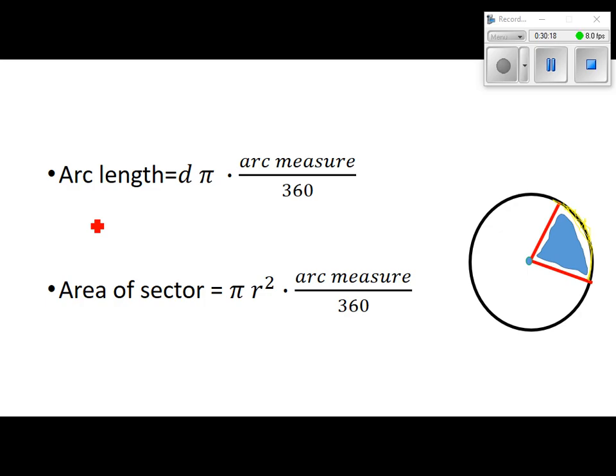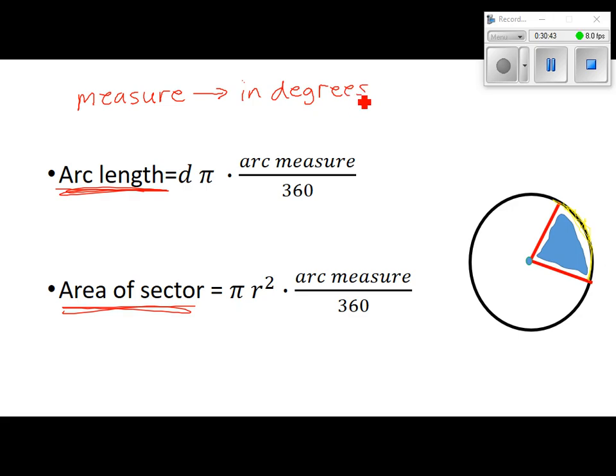Arc length and arc, so finding the length of an arc and finding the area of a sector. Instead of finding the arc measure, remember the measure of an arc is always in degrees. So 50 degrees, 60 degrees, 75 degrees, whatever. Arc length is different. We're actually figuring out how much distance we travel. So if I start walking from this point and I walk to that point, what distance did I travel?